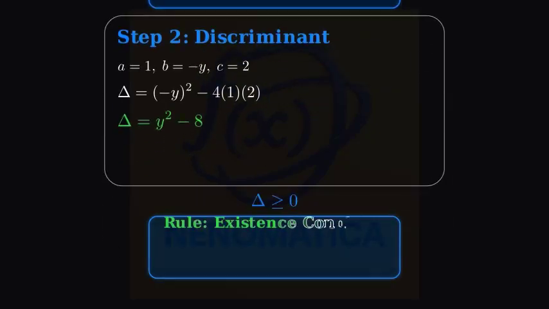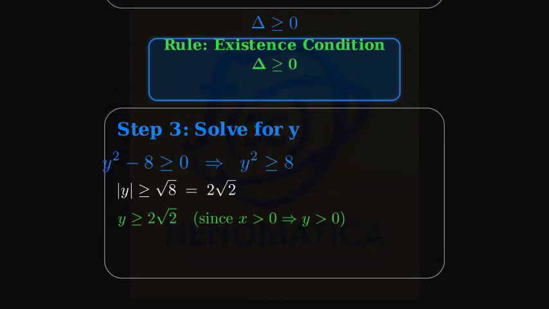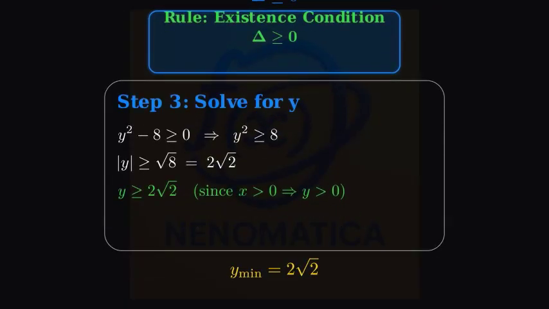Step 3. Apply the condition delta greater than or equal to 0. From y squared minus 8 greater than or equal to 0, we get y squared at least 8. Therefore, the absolute value of y is at least 2 times the square root of 2. Since x is positive, y equals x plus 2 over x is also positive. Thus, we keep the positive branch. Y is at least 2 times the square root of 2. The minimum possible value of y is 2 times the square root of 2.